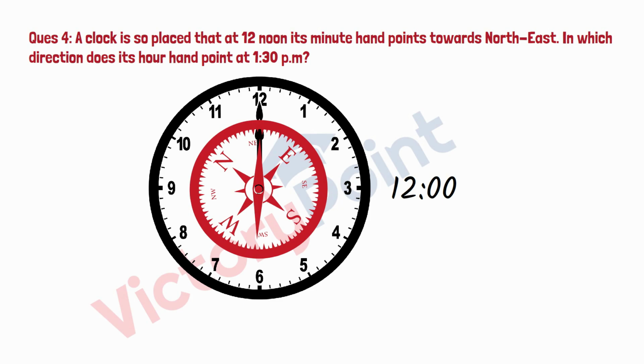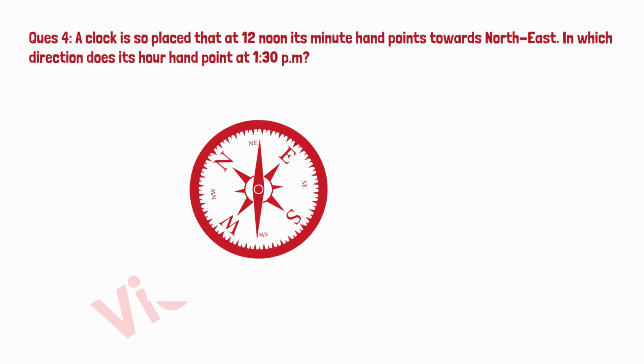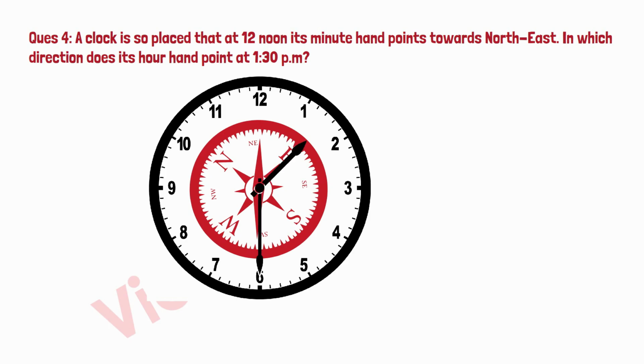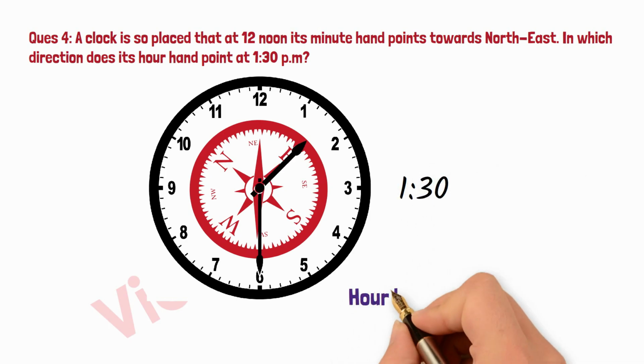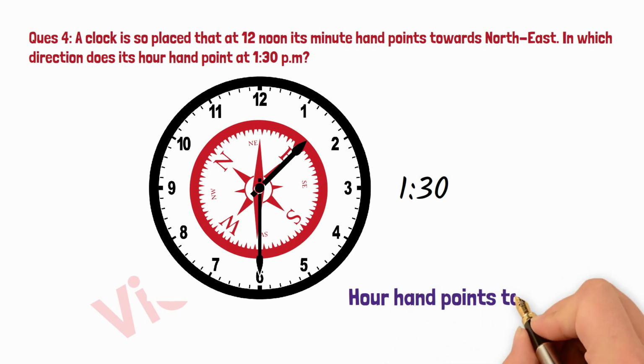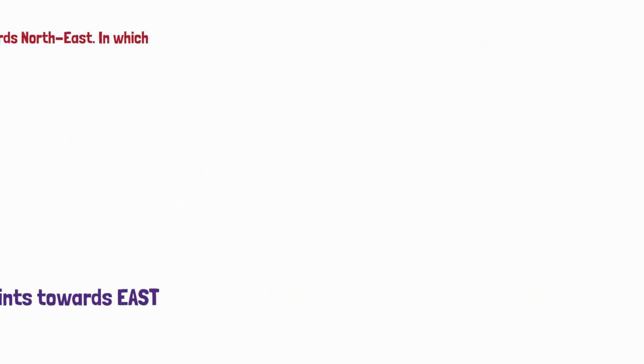Now let's see how the clock will look when the time is 1:30 p.m. So this is how 1:30 p.m. looks. Now the hour hand is pointing towards the east direction here, right? So the answer is east. Let's see the next question.